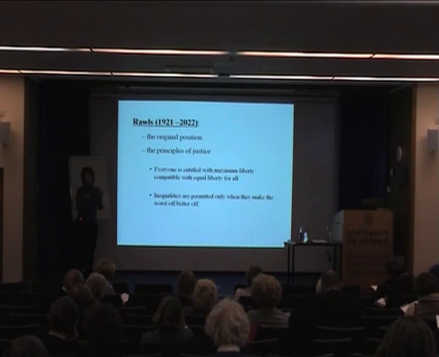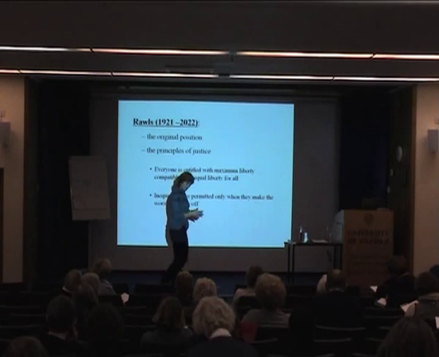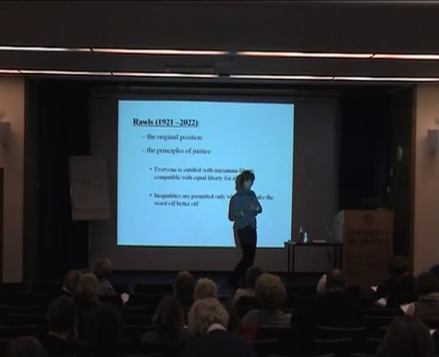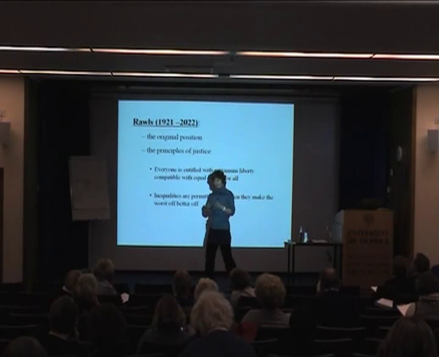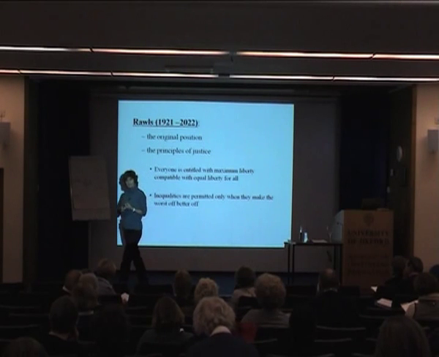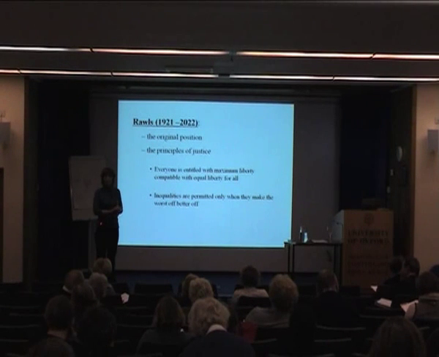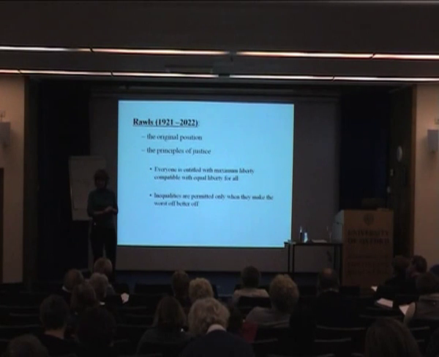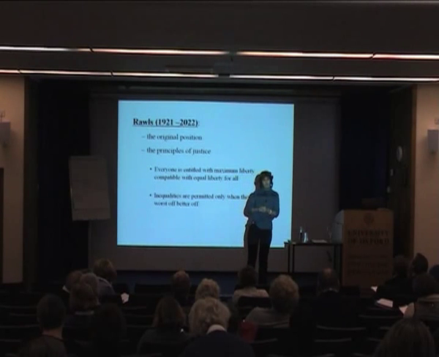The original position is a position where people of a certain kind are put in a certain position and asked to decide on the rules by which justice should be, by which goods should be distributed. And the people are like this. They're rational, they're self-interested, so they're not stupid, they care about themselves, but they're also quite happy to be kind to other people. They're also risk averse. They don't really want to put themselves into a difficult position. They don't want to take risks. And the original position, the position they're put in, is behind the veil of ignorance.